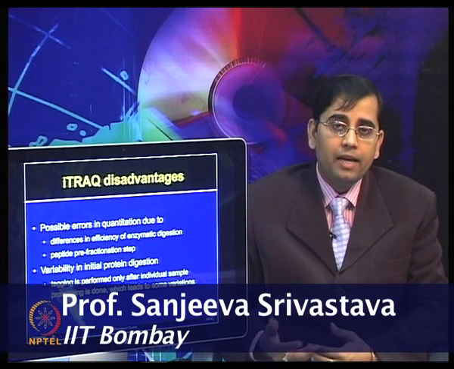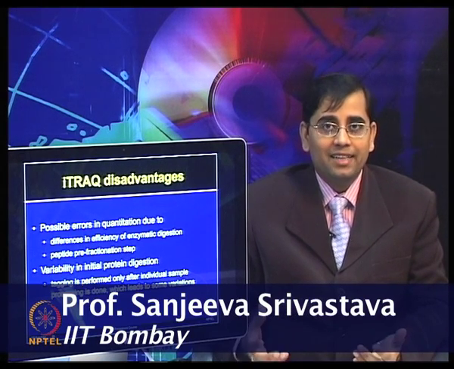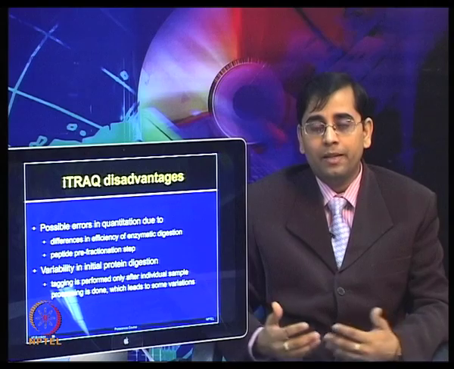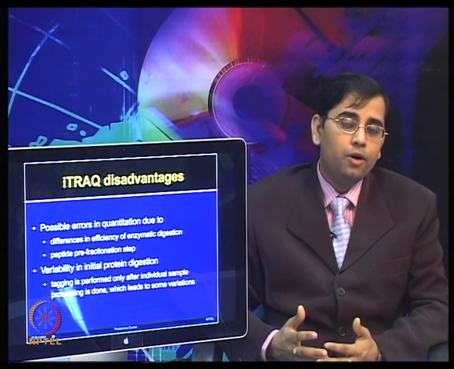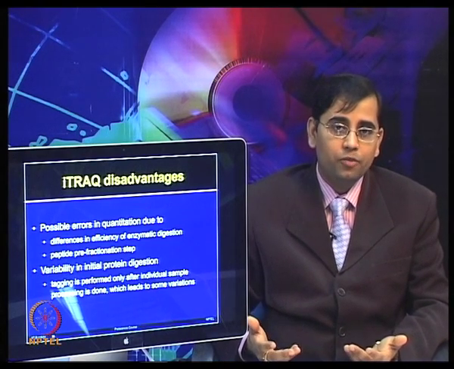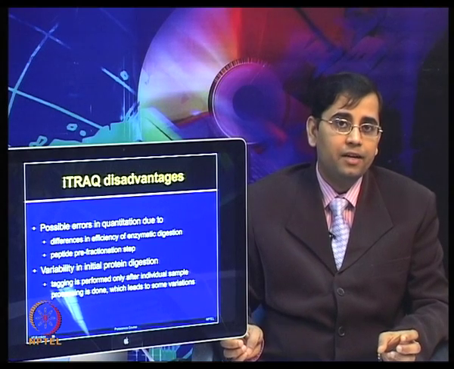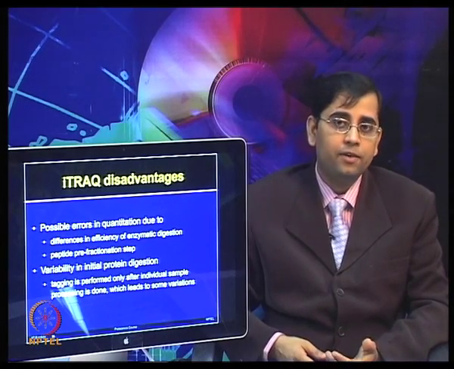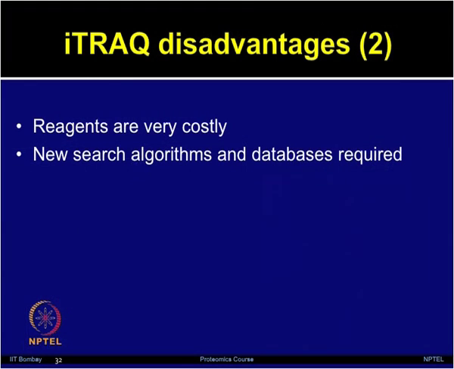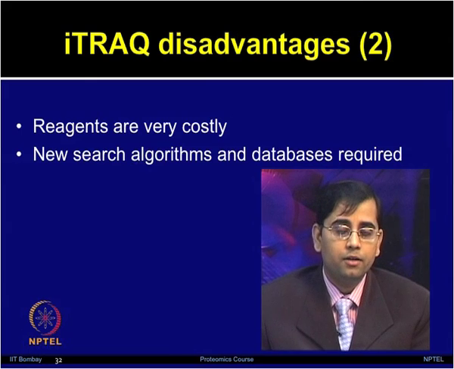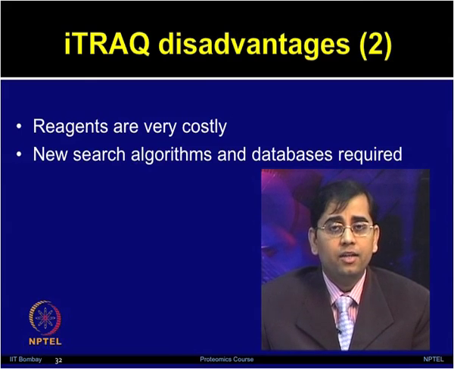So, if we can do the multiplexing in some way that tryptic digestion cannot be performed separately, that can reduce the overall chances of error, but that will actually not be possible, because we need to label each sample separately with the iTRAQ reagents. So, these are still some of the possible errors and disadvantages of the iTRAQ method. Now, these reagents are quite costly, so that is also a limiting factor for many labs to not be able to use that. And various search algorithms and databases are required.